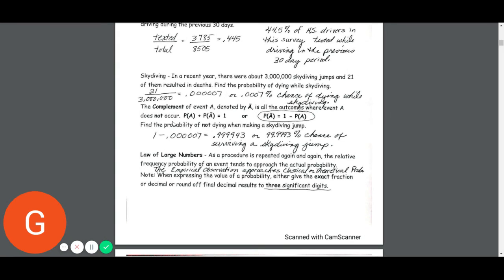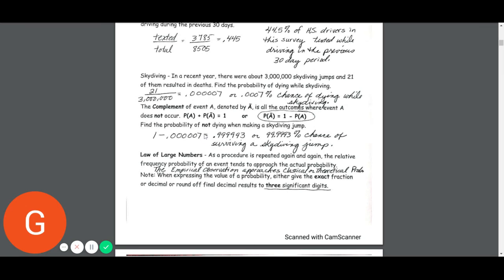The complement is denoted by A prime. That little bar above the A means A prime. It is all the outcomes where event A did not occur. So basically, the sum of these two should equal the entire sample space. This is a really important rule that we're going to use a lot going forward, because we're going to calculate a complement by taking a probability away from 1.